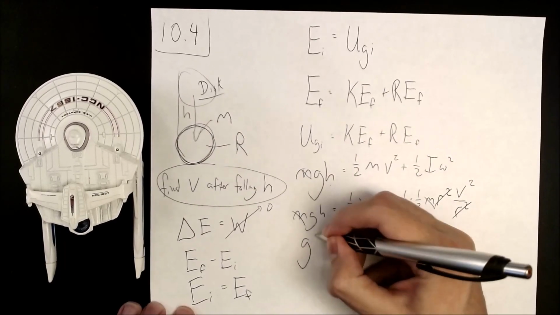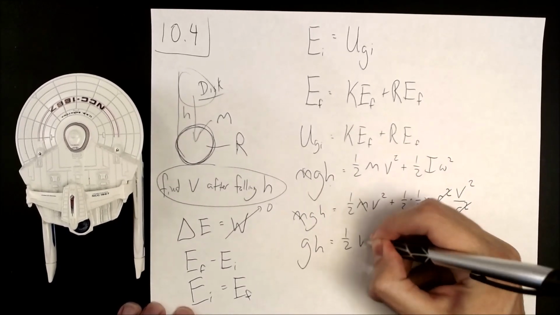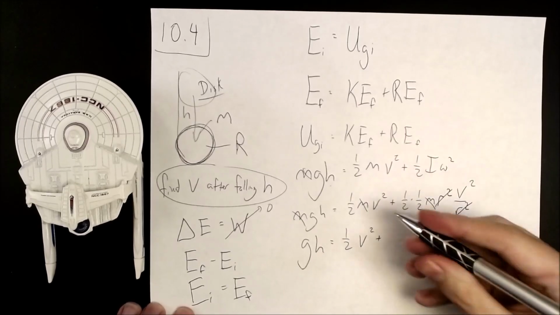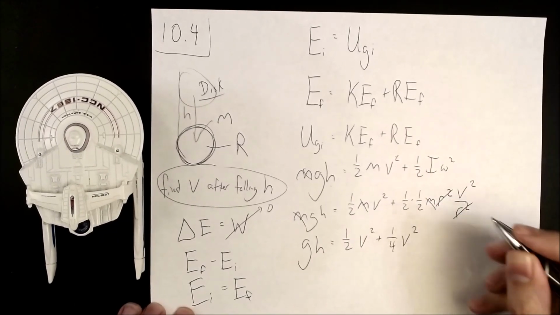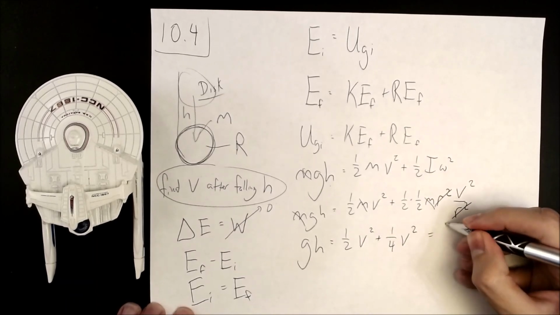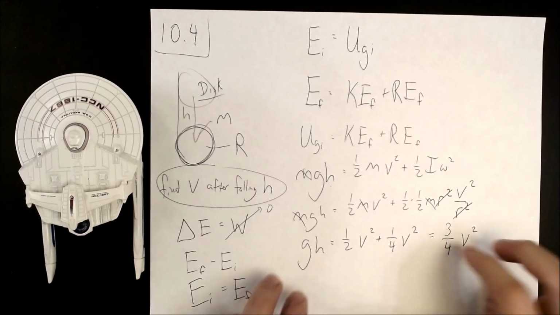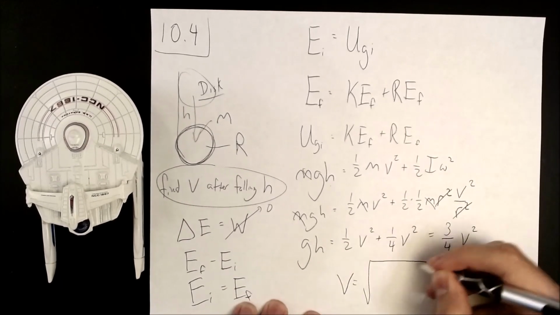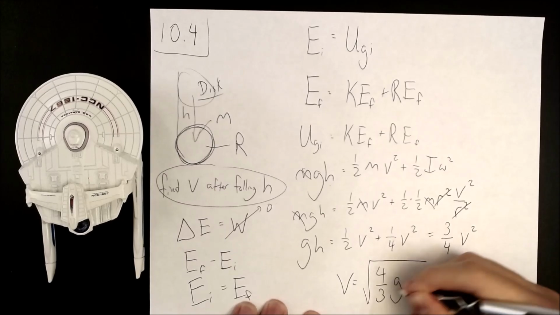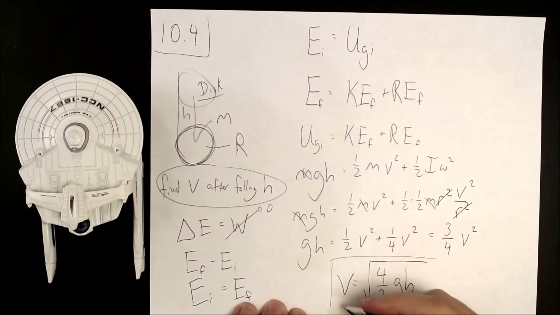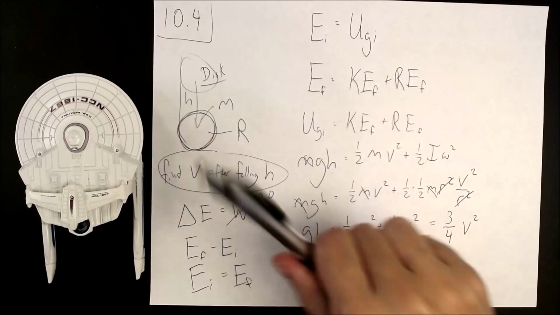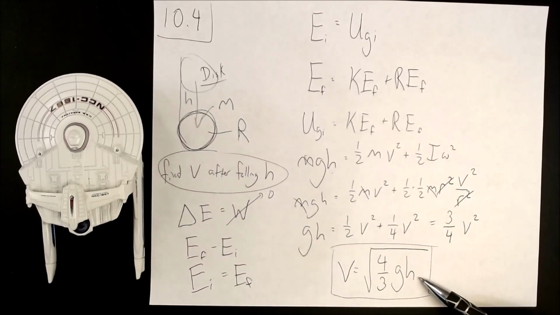Excellent. gh is equal to 1/2 v squared plus 1/4 v squared. You'd better know that that is 3/4 v squared, so I'm solving for v. v is going to be the square root of 4/3 gh. After the yo-yo has fallen a height h, it's going to be going at a speed of the square root of 4/3 gh. This is example 10.4.